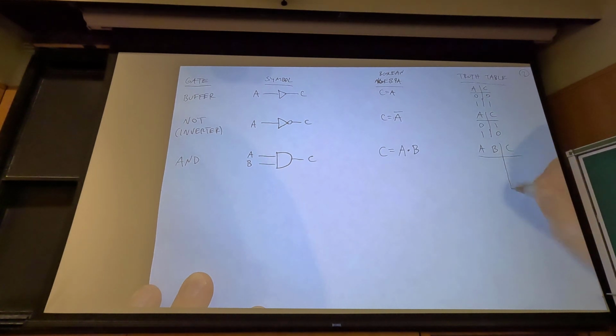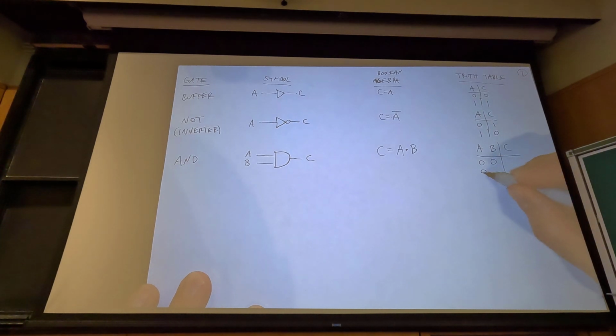ABC. Here we have to go through every possible combination of the inputs. So 0 0, 0 1, 1 0, and 1 1. And then again for an AND gate, the output is low unless both inputs are high. So the truth table looks like that.